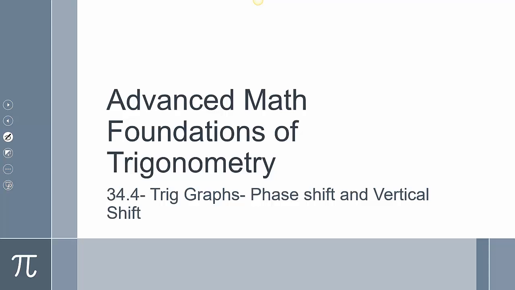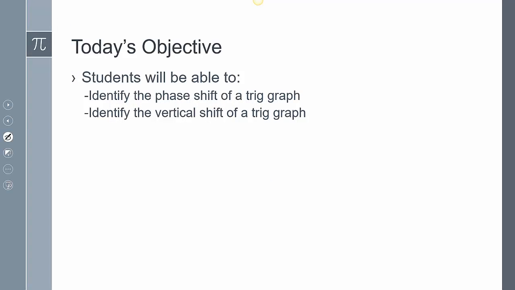This is going to be 34-4. We're going to be taking a look at trig graphs again. And this is almost like a continuation of 34-3. We're just going to be taking a look at more problems that include this concept of phase shift and vertical shift. And so we're going to continue to identify what that phase shift is and that vertical shift.